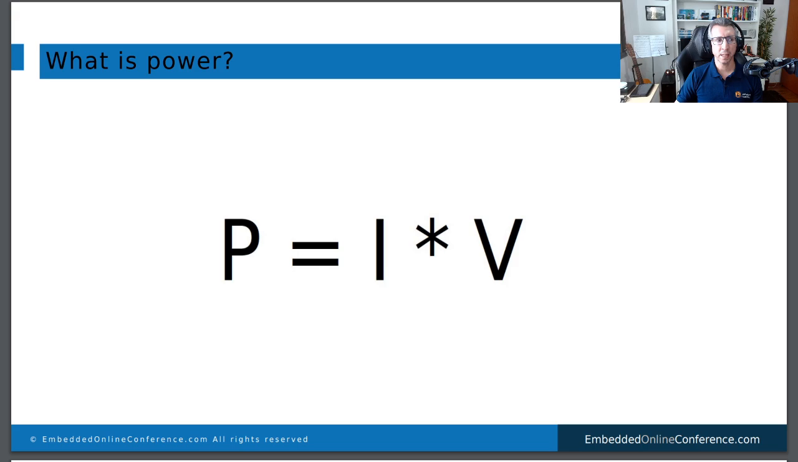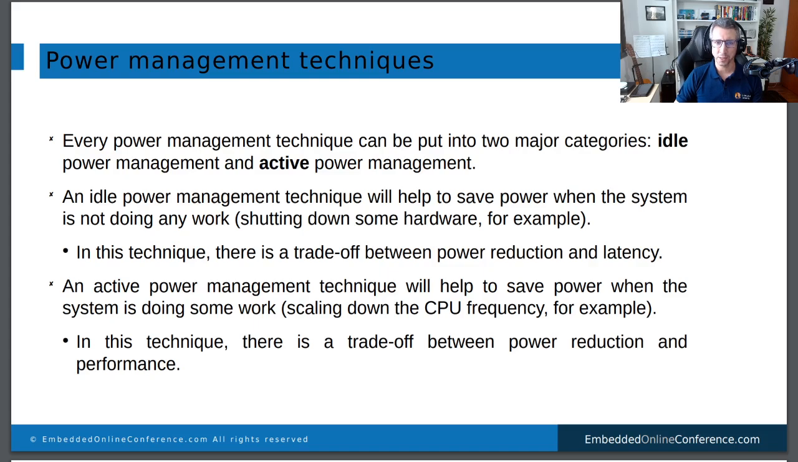And for that, we have to remember this simple equation. Power is the product of current and voltage. So if you want to decrease power, you have to decrease current or you have to decrease voltage. We have to keep that in mind because everything that we do at the software level, we are decreasing current, sometimes cutting off current from a device, or decreasing the voltage that we apply to a device.